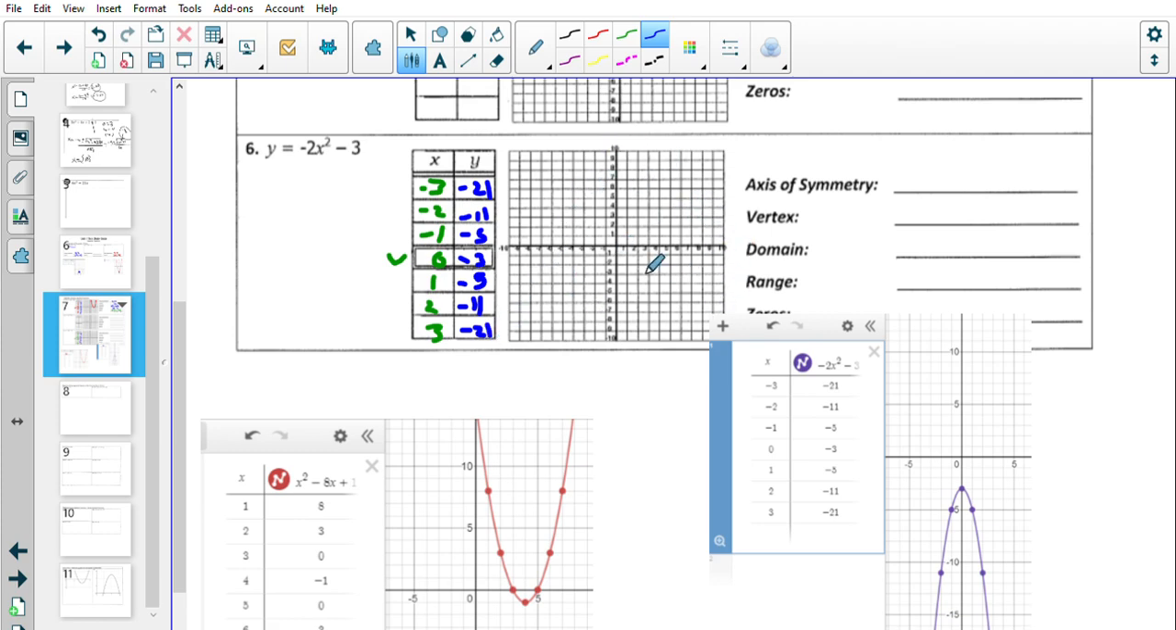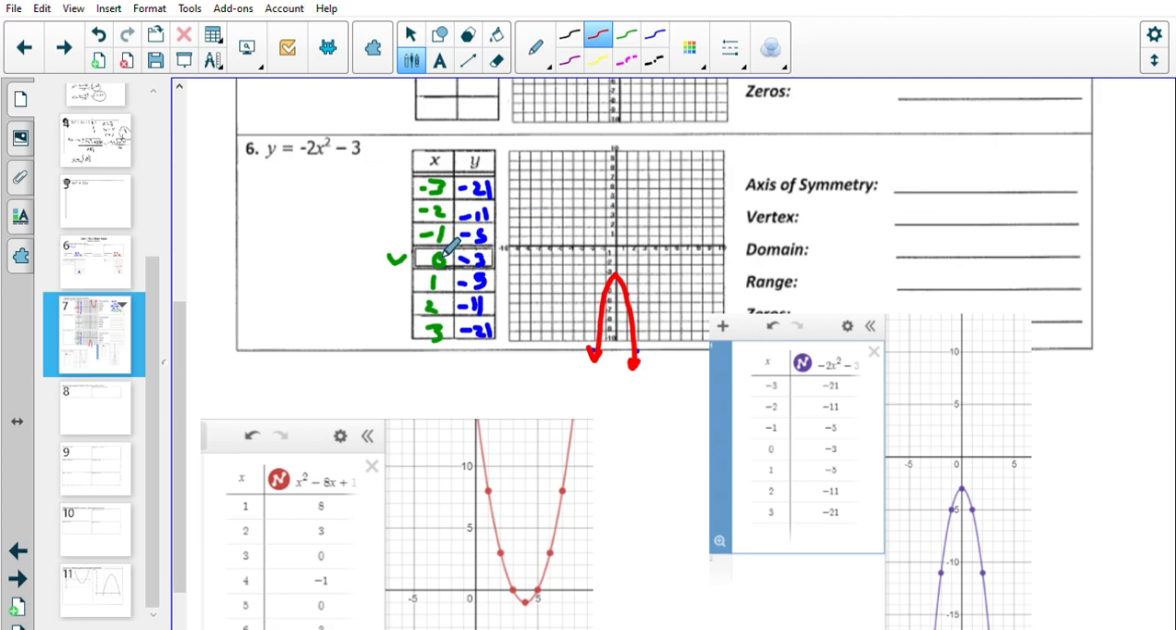Now obviously I can't graph all of these points. I can actually only graph 5 of them. The first and last ones are close but not exact. So I have the point 0, negative 3, negative 1, negative 5, 1, negative 5, and then negative 2, negative 11, and 2, negative 11. Okay, so I can graph those 5 points in order to see how my graph is going to look.